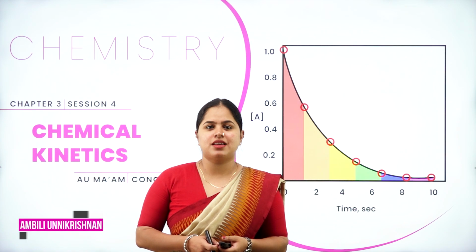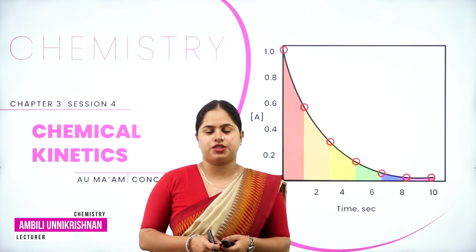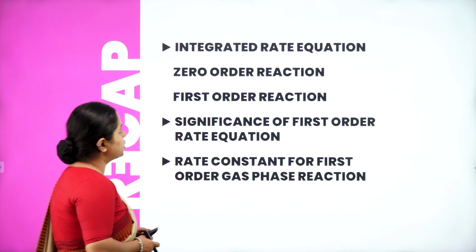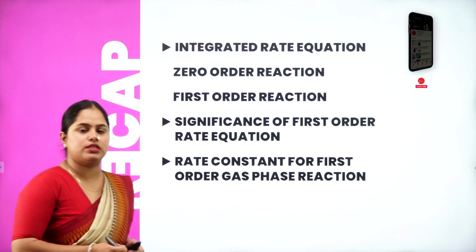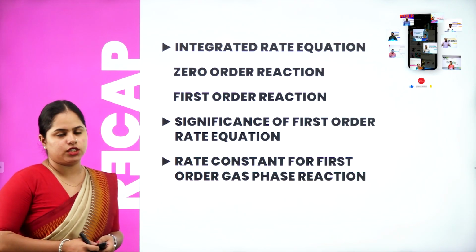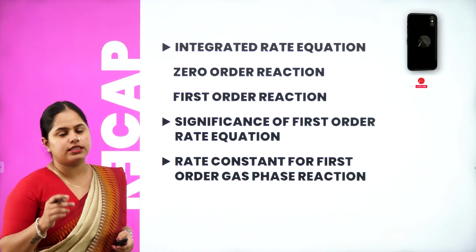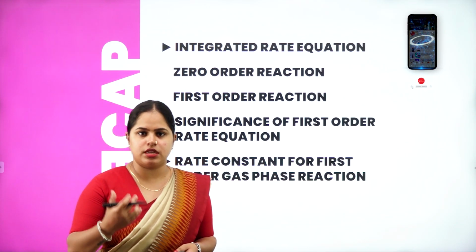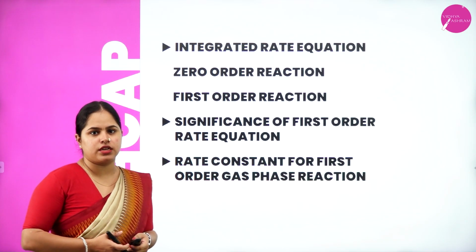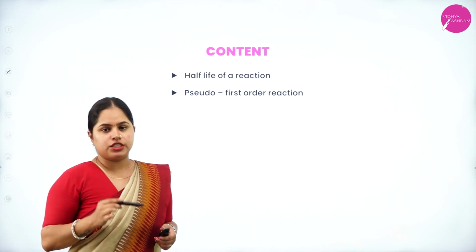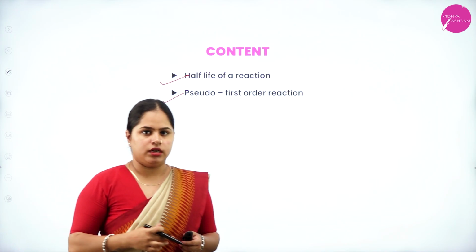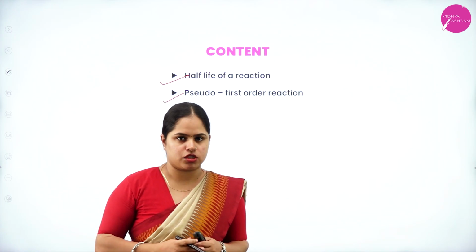Hello everyone, this is Ambli Unnikrishnan from the Department of Chemistry. Today I am back with session 4 of the chapter Chemical Kinetics. In the last session we discussed the integrated rate equation for zero order and first order reactions, as well as the significance of the first order rate equation, that is, what information we can collect from it, and the rate constant for a first order gas phase reaction. In today's session we are going to see what is the half-life of a reaction and what is a pseudo first order reaction, and thereby we will move on to the next concepts.